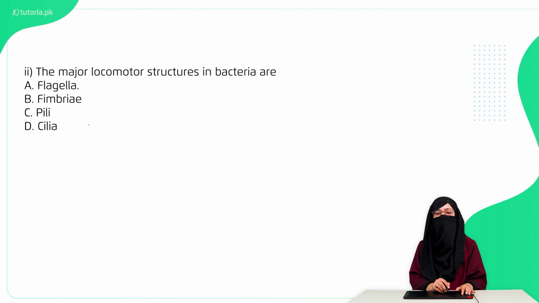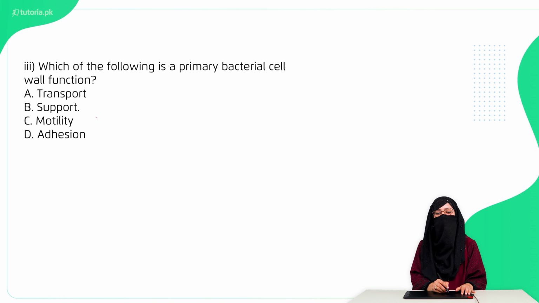Second, the major locomotor structure in bacteria: flagella, fimbriae, pili, or cilia? The right option is option A, flagella. Third, which of the following is the primary bacterial cell wall function? इनके cell wall का main function क्या है? Option A, transport. Option B, support. Option C, motility. Option D, adhesion. The right option is option B, support.